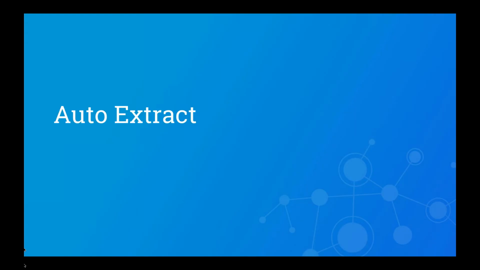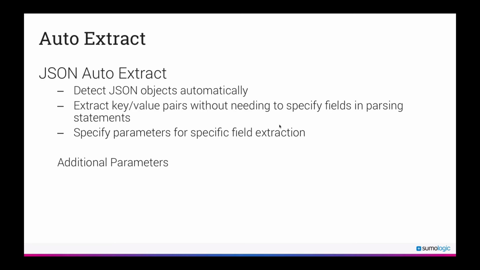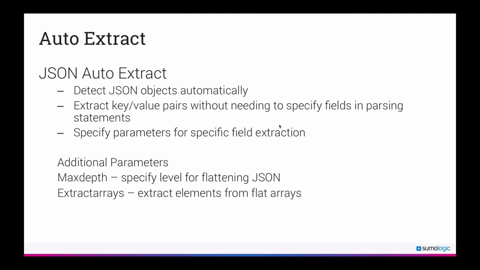Now for the auto extract changes that we made, we can now support JSON. So you can use the JSON auto option in a query to automatically detect JSON objects and logs. You can extract key value pairs without needing to specify fields in your parsing statements. After running your query, you can use the field browser to choose the fields you like displayed, and you can operate on the extracted fields later in the query.